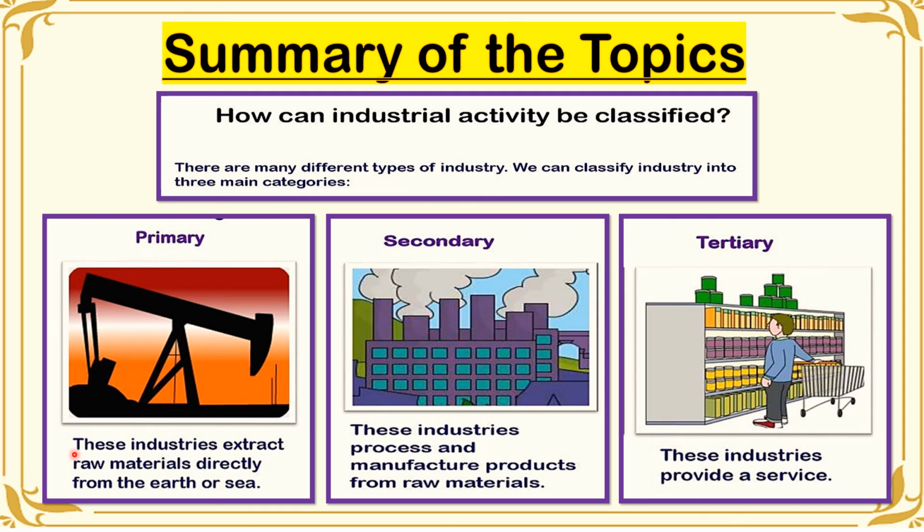Primary industry, these industries extract raw materials directly from the earth or sea. Secondary industries, these industries process and manufacture products from raw materials. And tertiary industries, these industries provide a service.